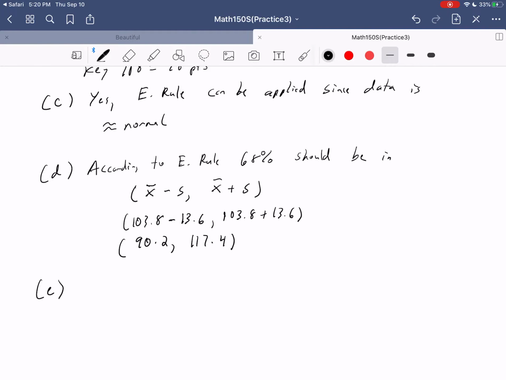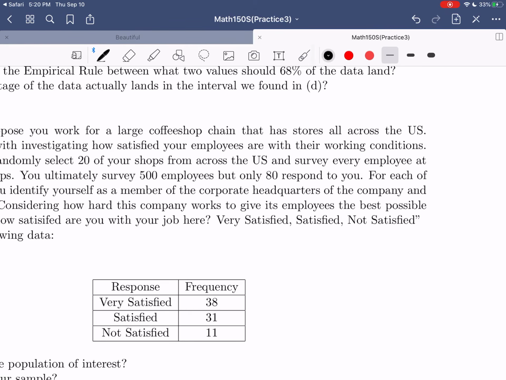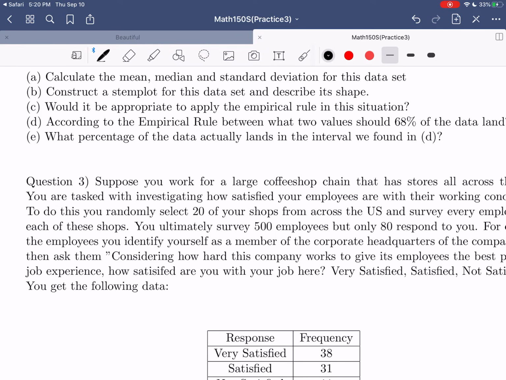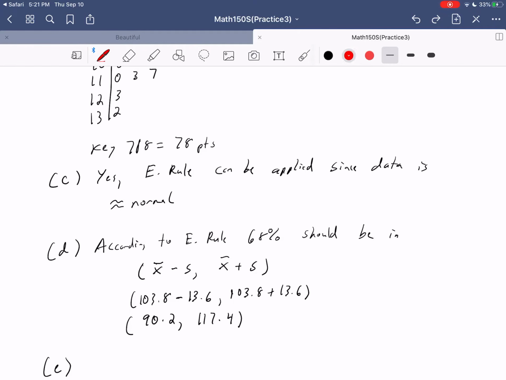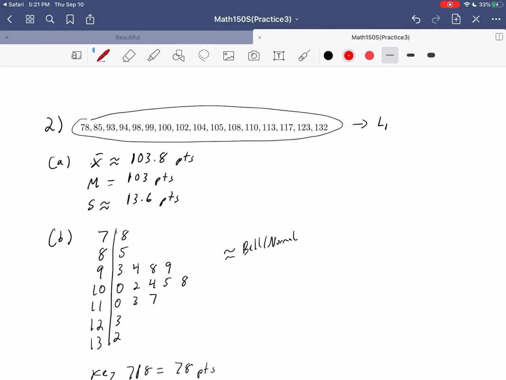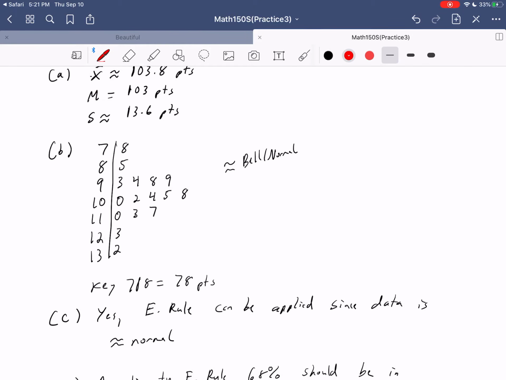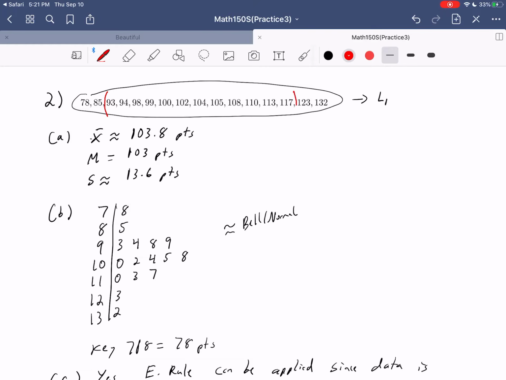Let's see what percentage actually does. So part E says what percentage of the data actually lands in the interval we found in D. So this just means we need to count up our data points. So if we do this, say, in red here, 90.2 to 117.4. So 90.2 would catch all of that stuff. 93 would be in there. And we set it all the way up to 117.4. So 117 would count. So what does that mean?